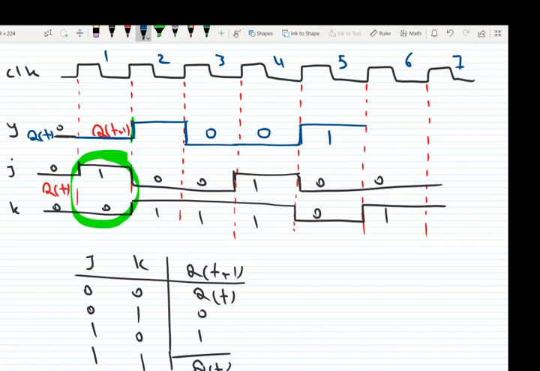The next cycle, cycle 6, we look at cycle 5. J and K are 0, it means no change. And finally, cycle 7, we look at cycle 6. J is 0, K is 1, it means reset. And so this one is the timing diagram of the JK flip-flop.